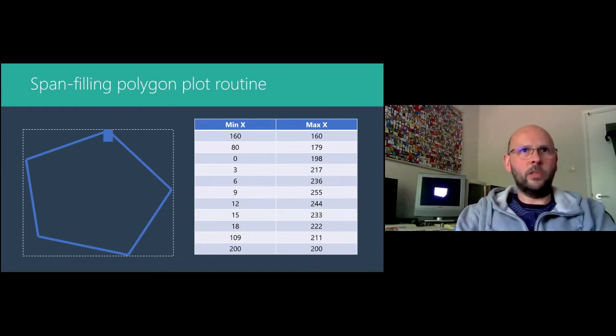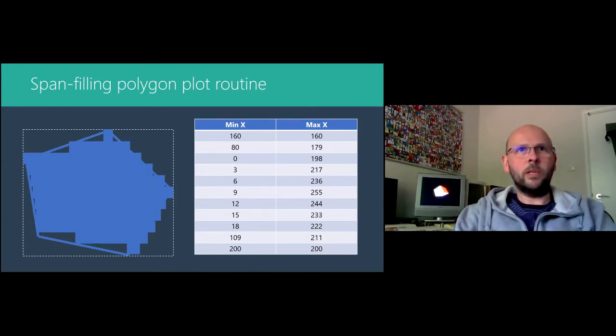And then in theory, all we need to do is just draw pixels between the minimum X and the maximum X on each line. And we end up with, in this case, a very crude approximation to our 5-sided polygon.